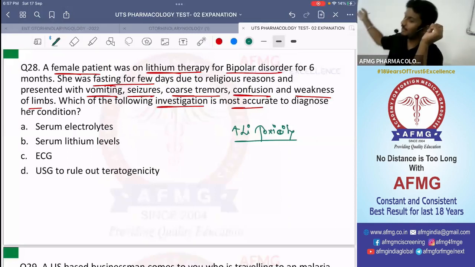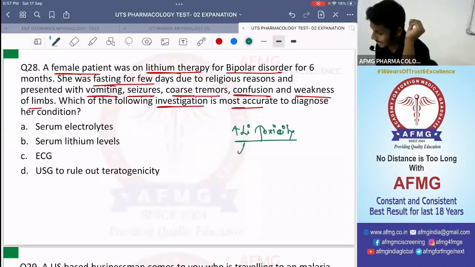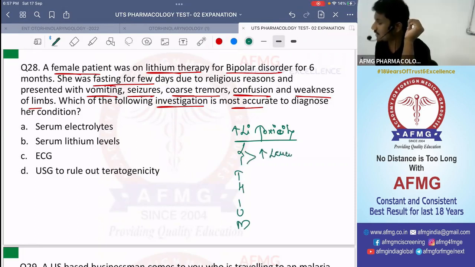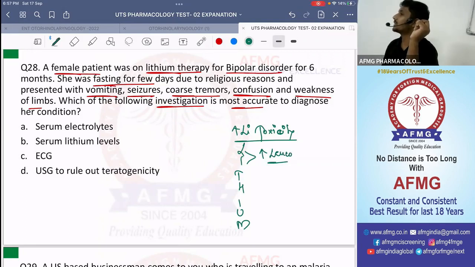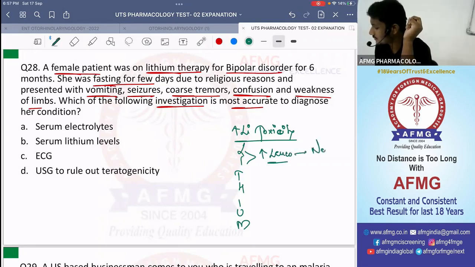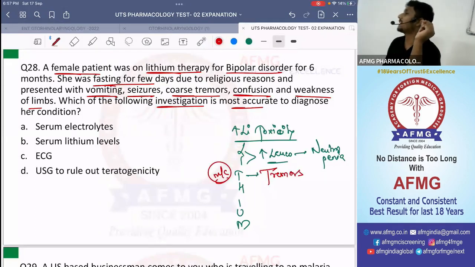And what are the features of lithium toxicity? LI for increase in leukocytes. That is what is called leukocytosis. So it causes leukocytosis. Therefore, it can be used in conditions of neutropenia. Mainly, it increases the neutrophil levels. So in neutropenia, okay? T goes for the most common side effect of lithium: tremors. The most common side effect of lithium toxicity, the answer is tremors.